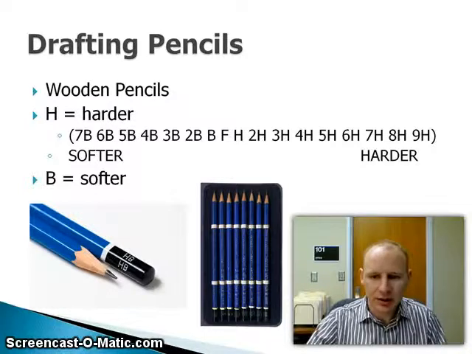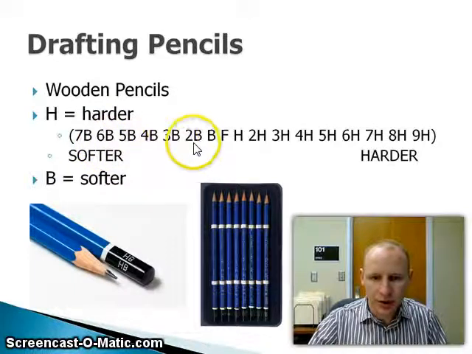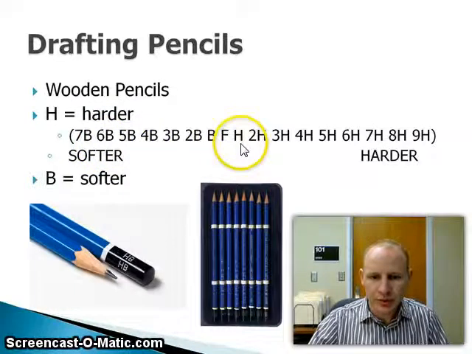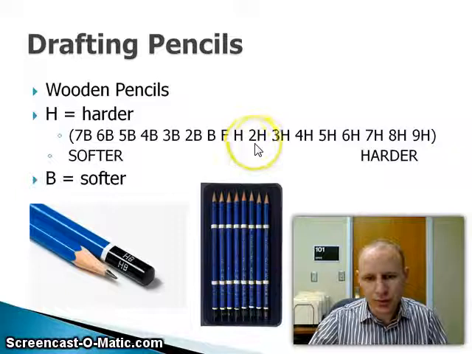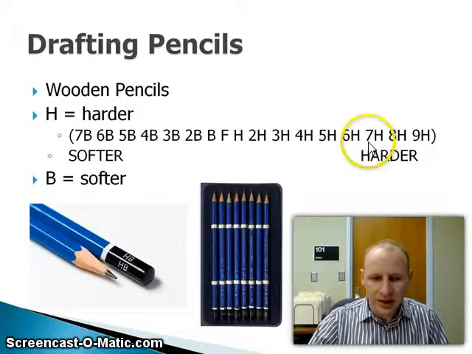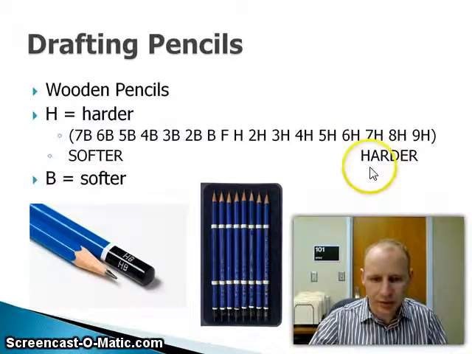And that was rated along the scale that you see here, starting from 7B and 6B, going across down to 3B, 2B. In the middle there was an F and H, and then it moves over to the right hand side of 2H, 3H, 4H, 5H, 6H, 7H. So the B type pencils were softer, whereas the H pencils were harder.